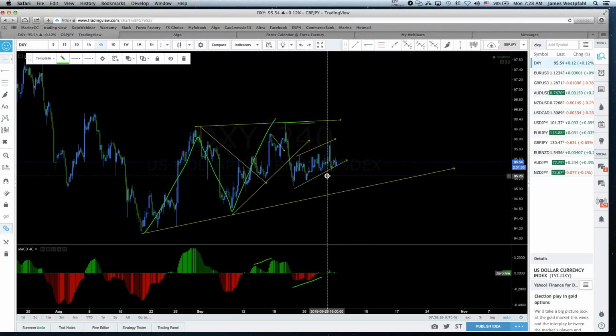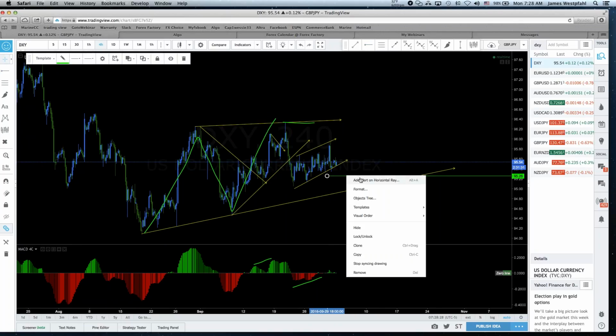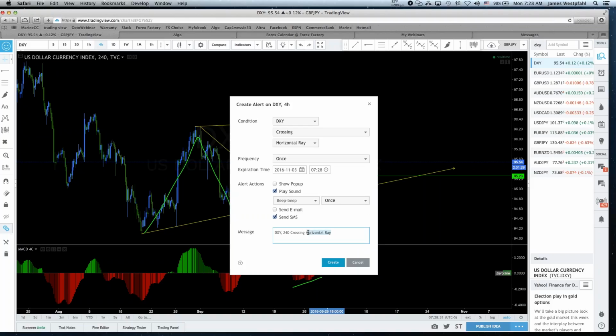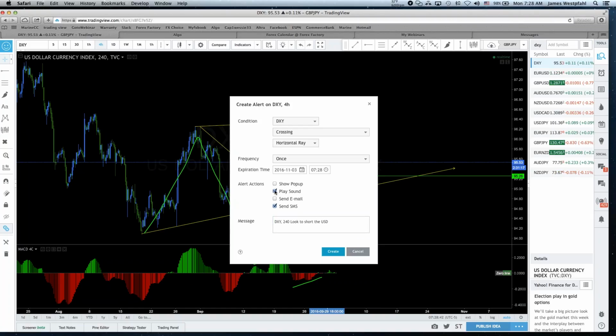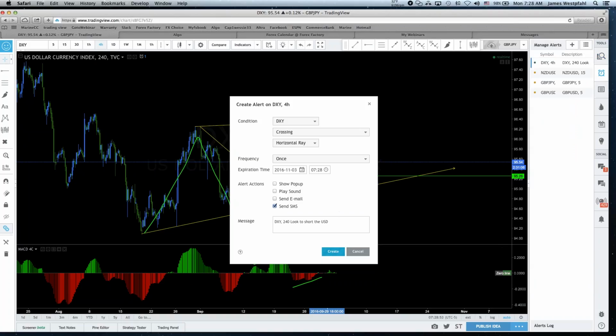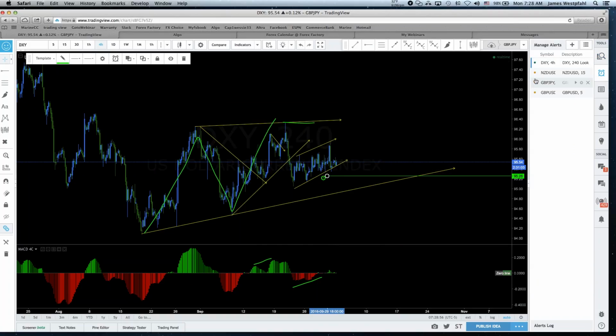You can even set an alert here. Look to short the dollar. My computer, man, I gotta get a new one. So now I get a text message when the dollar index breaks, and I can go look for some setups on those other pairs.